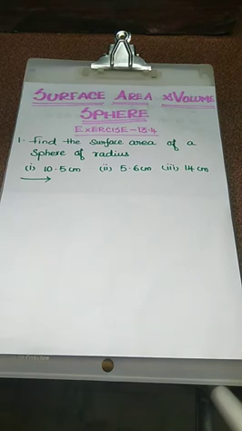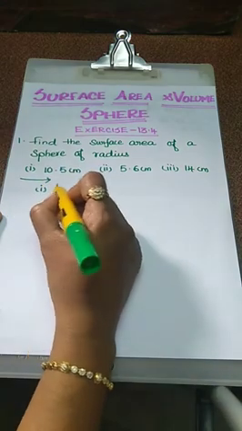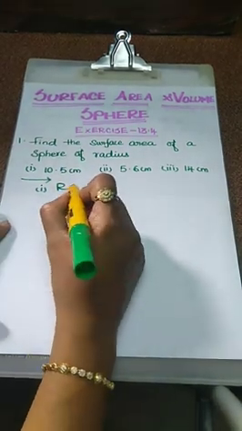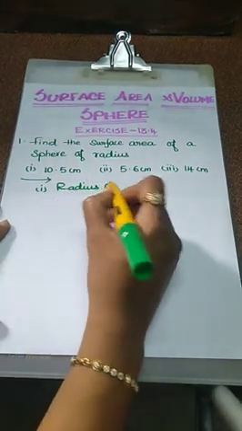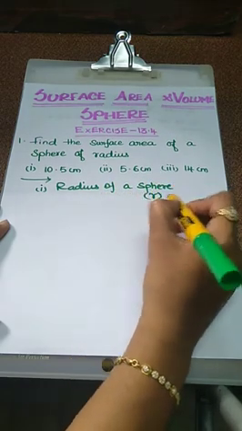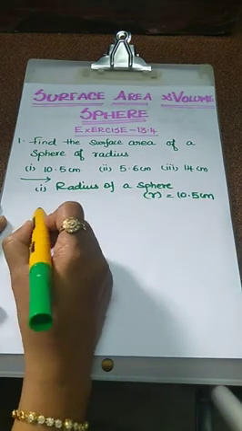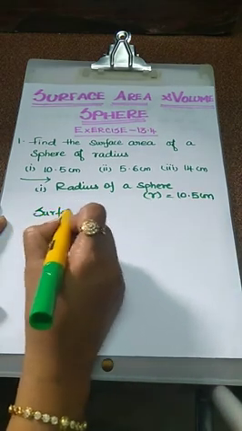Exercise 13.4, first problem. Find the surface area of a sphere of radius 10.5 centimeter and 5.6 centimeter, then 14 centimeter. Now what is given in the first subdivision? Radius of a sphere is given. Mention the given value. Radius of a sphere r is equal to 10.5 centimeter. Now we calculate the surface area of a sphere.